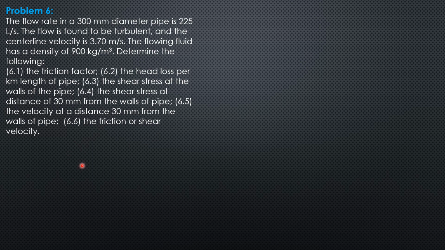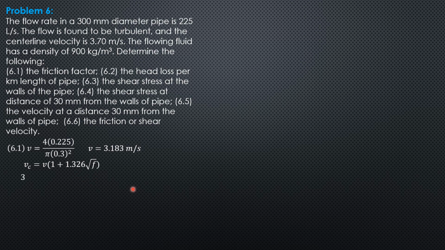So first, let's get the mean velocity, because the center line velocity and the mean velocity are related in terms of F by the formula V sub C equals V times quantity 1 plus 1.326 square root of F. So V is 4 times Q over pi diameter squared. So the mean velocity of flow is 3.183 meters per second. This is the relationship between centerline velocity and mean velocity in terms of friction factor.